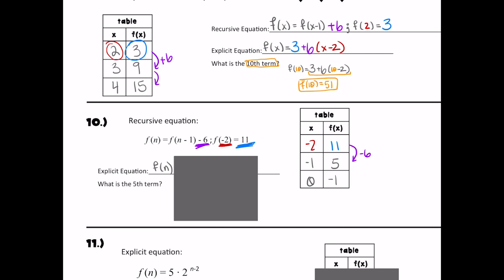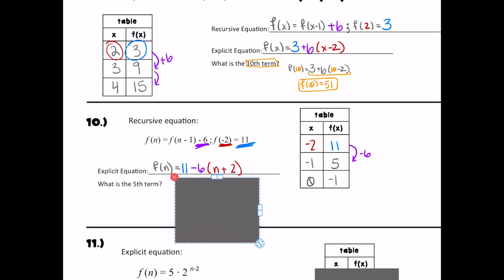We're minusing by 6. So when I write my explicit equation, and if you need to use a table, great. And if you didn't, and you knew how to do it from the recursive to write the explicit, even better. We get 11, our start number. We're minusing by 6 as we go down. And then in red, we have n plus 2, because remember, we want to do the opposite of our first x.